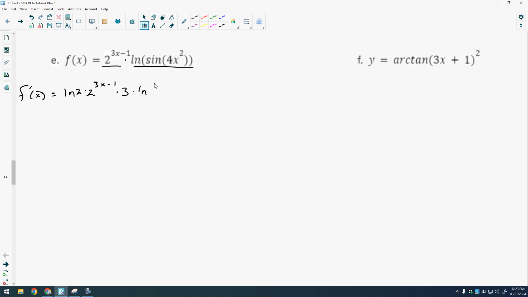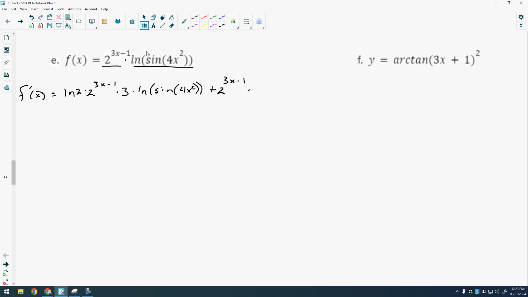Notice how I started over talking myself through the product rule, because there was so much. Sorry, I can't talk and write at the same time. Let me write this first. Because there was so much going on, I needed to make sure I went back and talked myself through the product rule. Derivative of the first is this big, huge mess. Times the second, just rewrite it. Plus the first times the derivative of the second.